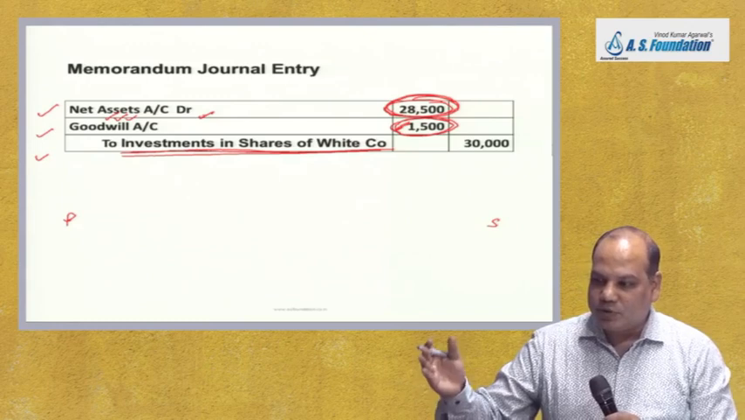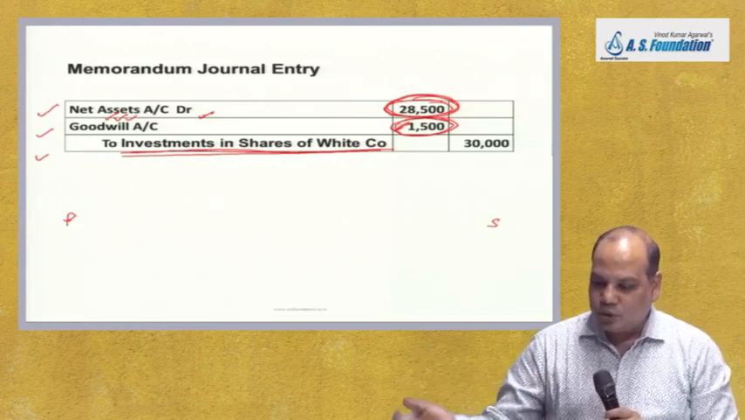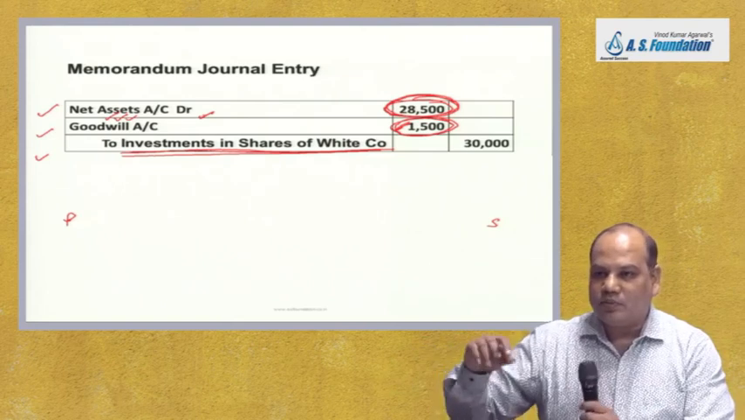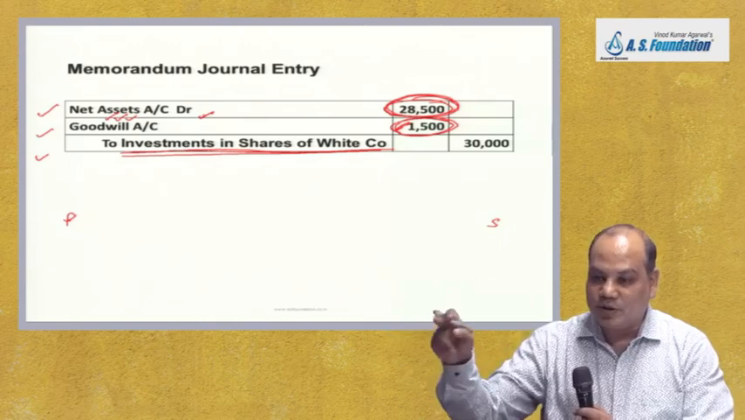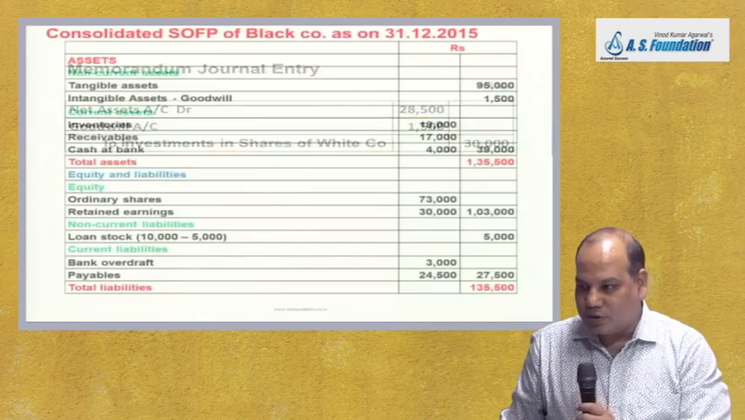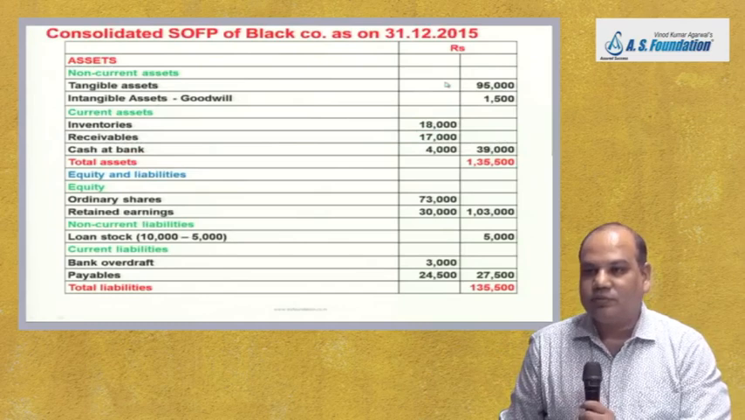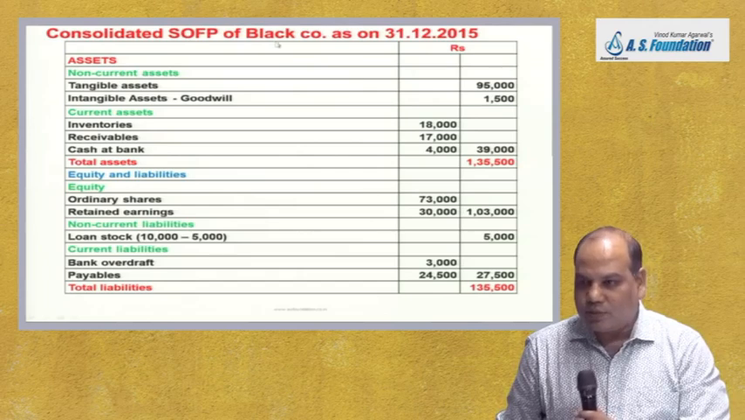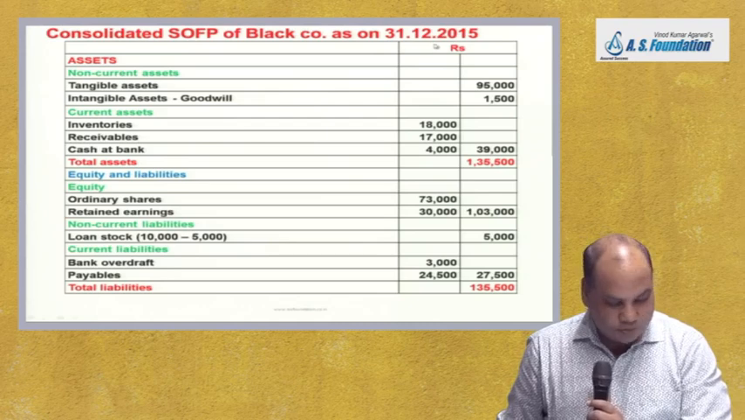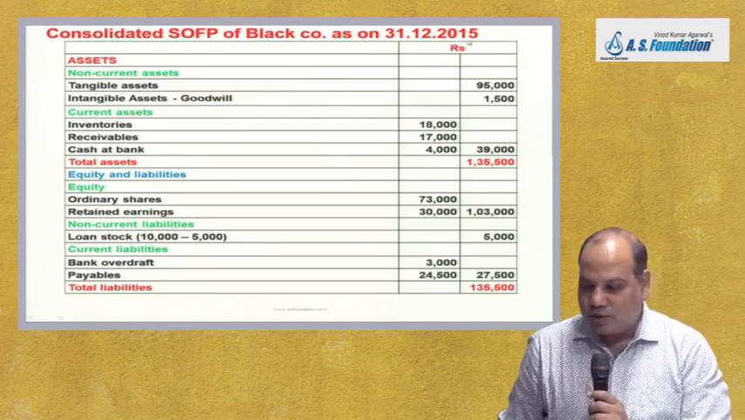What has come? Subsidiary's assets and liabilities, goodwill. And what has not come? Investment. And what has also not come? Share capital of the subsidiary and retained earning of the subsidiary. Why not NCI? Because we are holding 100% share. So now write down in the notebook consolidated SOFP of black company as on 31/12/2015. Okay.